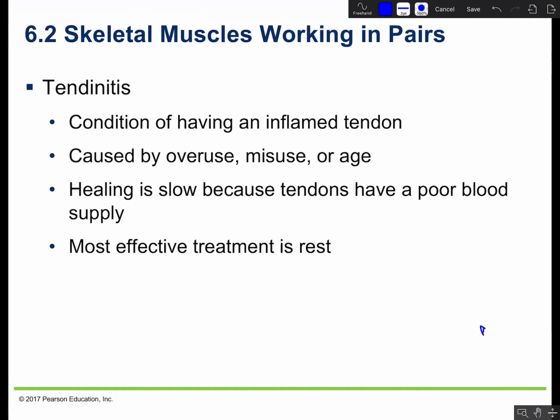Inflammation of those tendons is called tendinitis. Anytime you see itis at the end of something, it usually means inflammation of whatever the prefix is. And so sometimes tendinitis can lead to full tears. A lot of times rest is good.